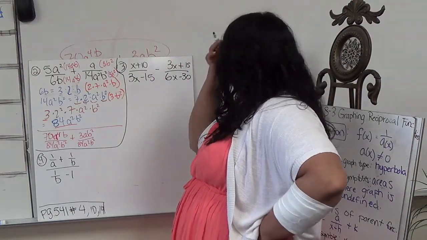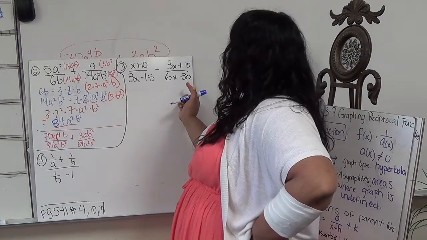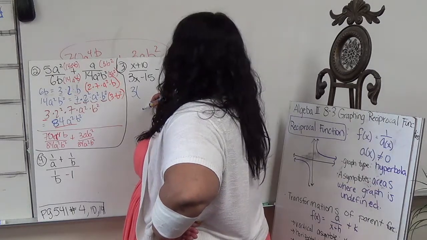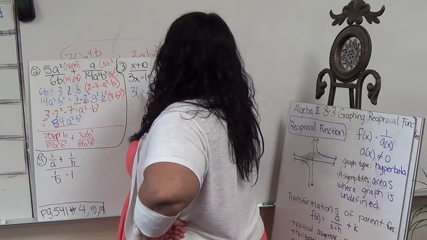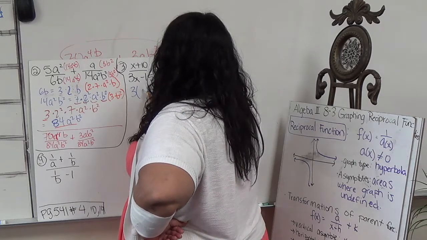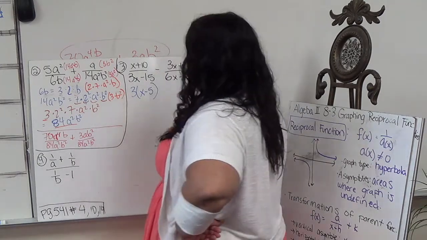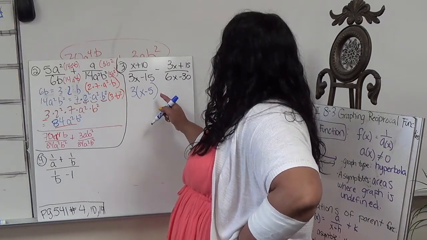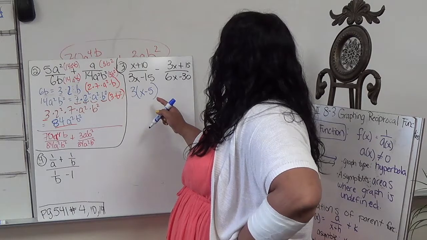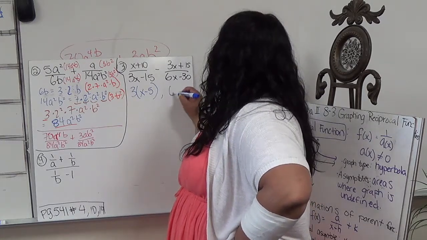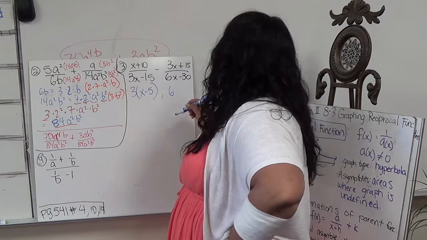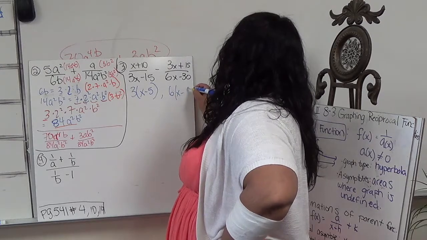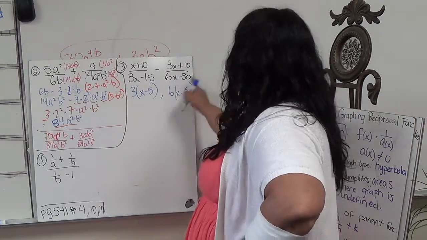So I can't put them into 2 bubbles like I did the other one. So I would take out a 3. We would do x minus 5. And then this one would be 6. And we would do x minus 30. Minus 5. Right? Yes, 30, 15.